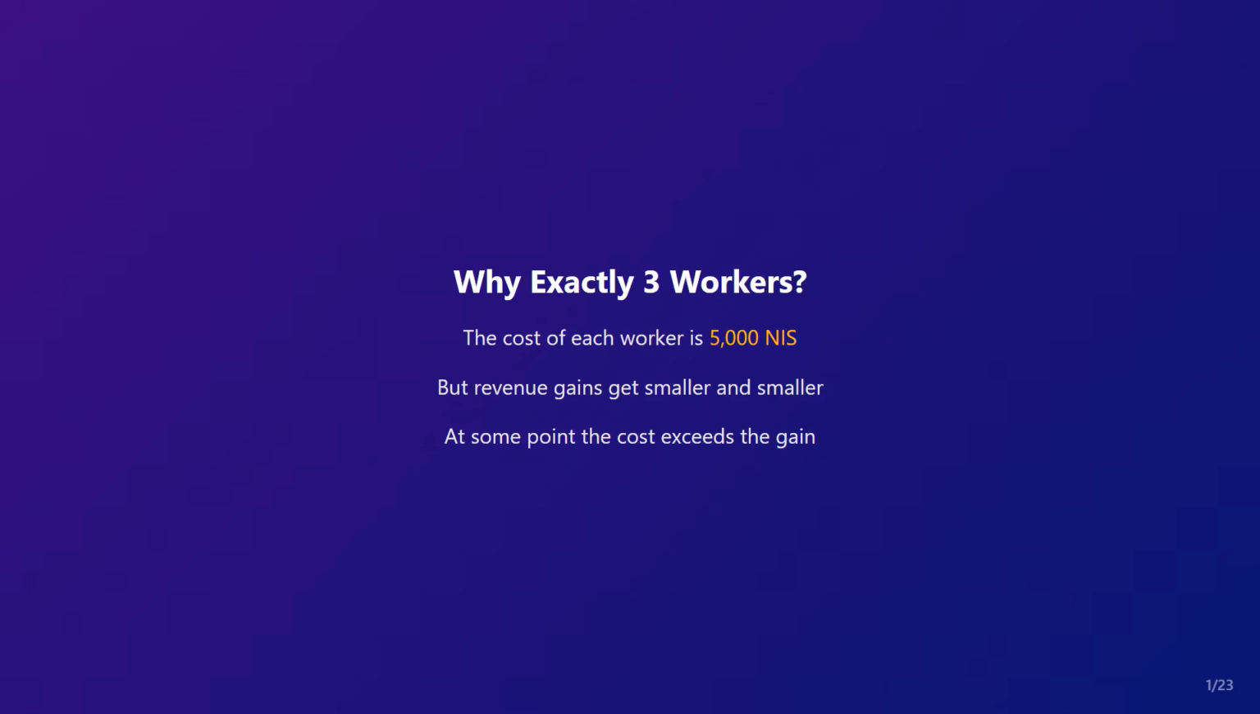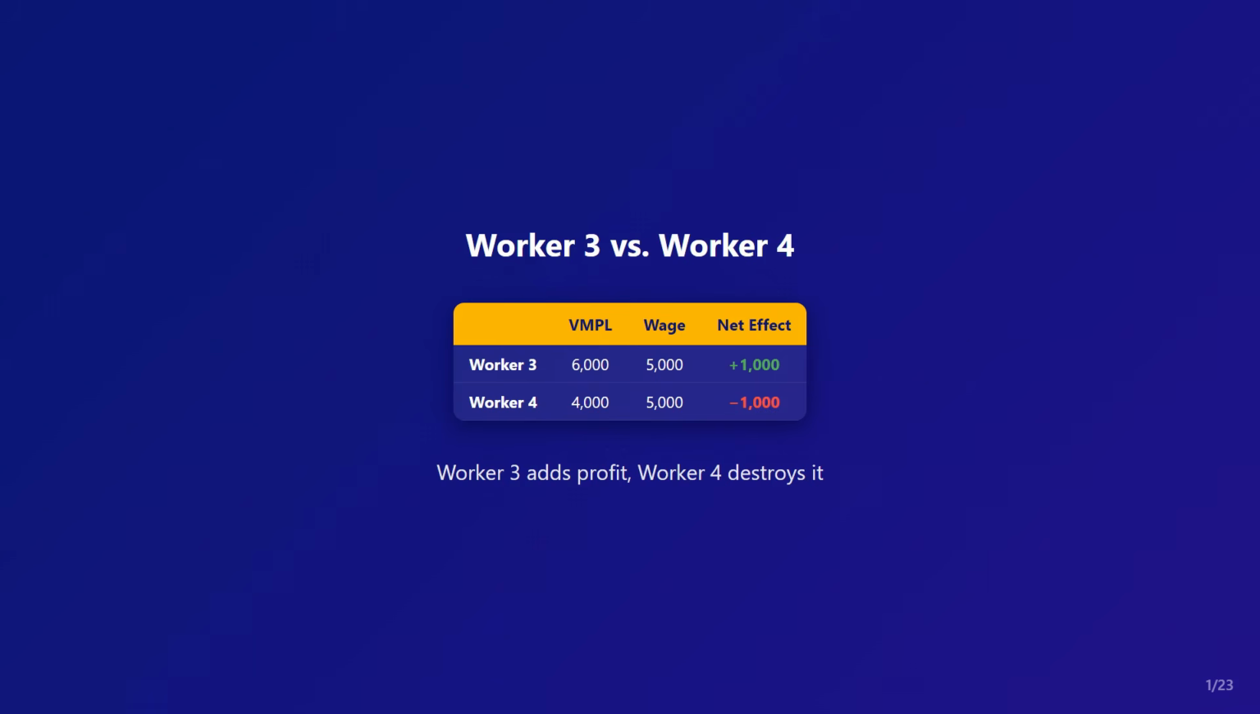1 worker, 7,000. 2 workers, 10,000. 3 workers, 11,000. 4 workers, 10,000. 5 workers, 7,000. 6 workers, 3,000. 7 workers, minus 1,500. 8 workers, minus 6,200. The answer is clear, the producer will hire 3 workers, where profit is maximized at 11,000 shekels.